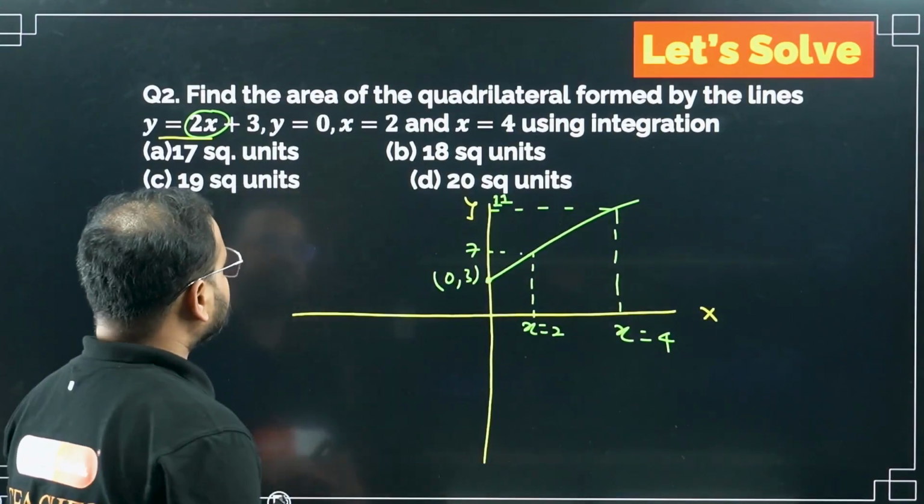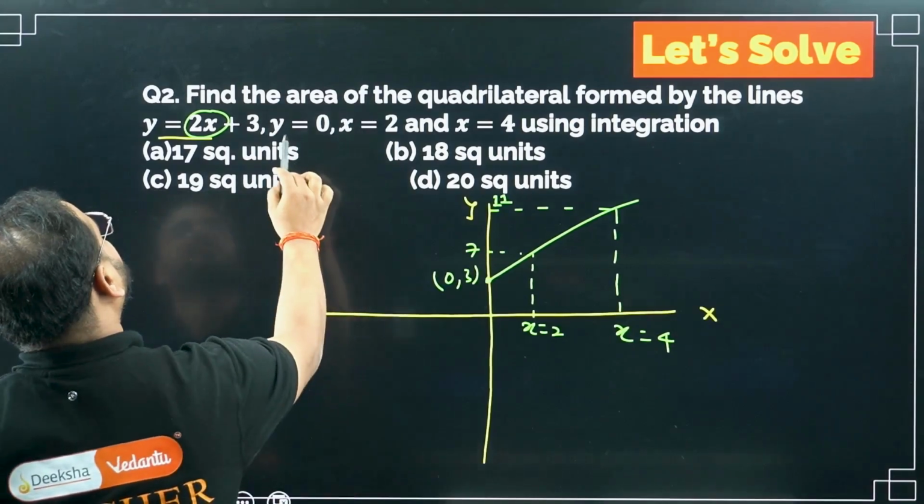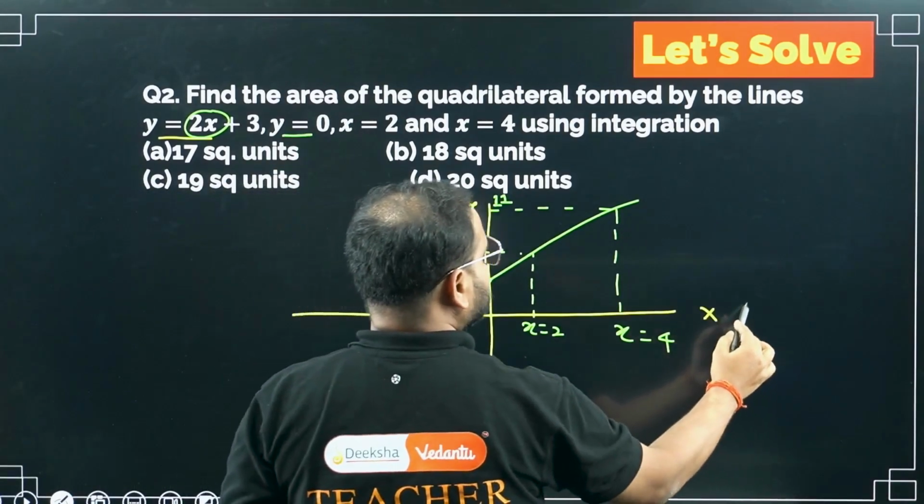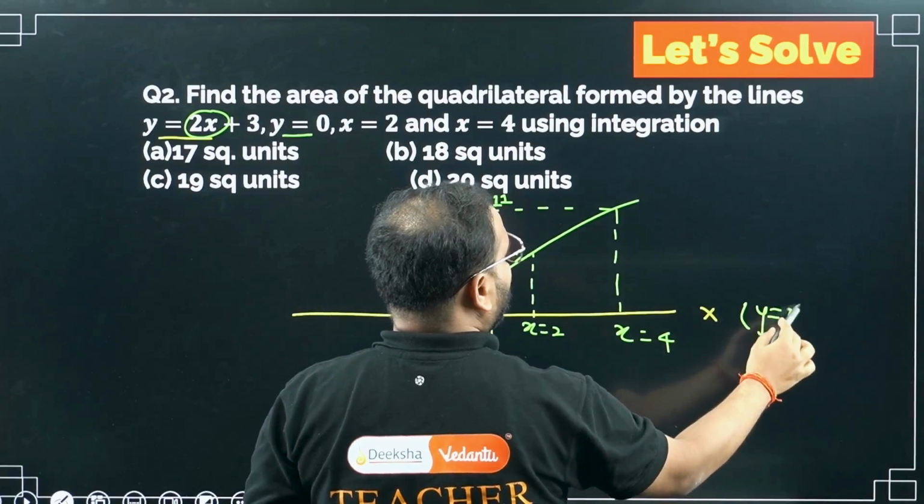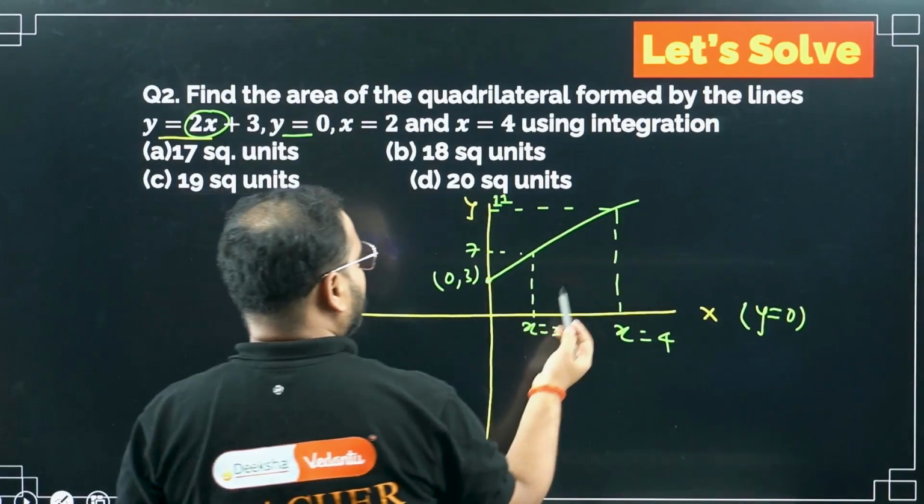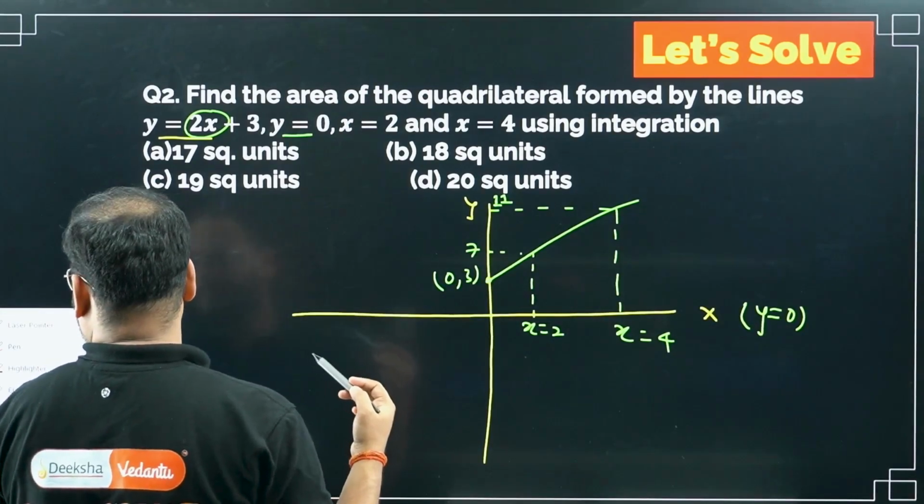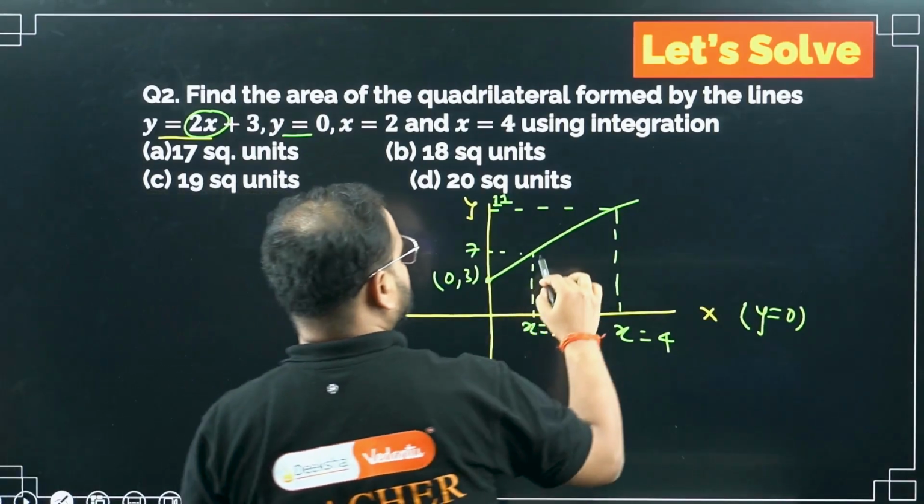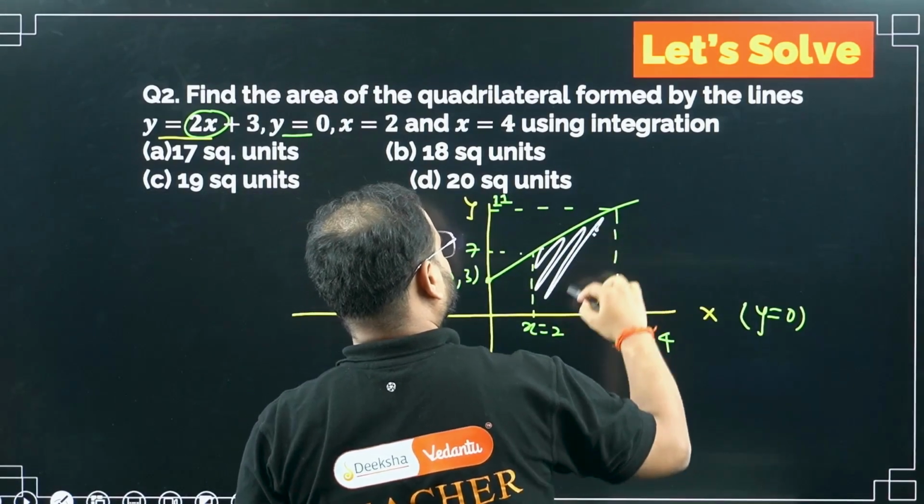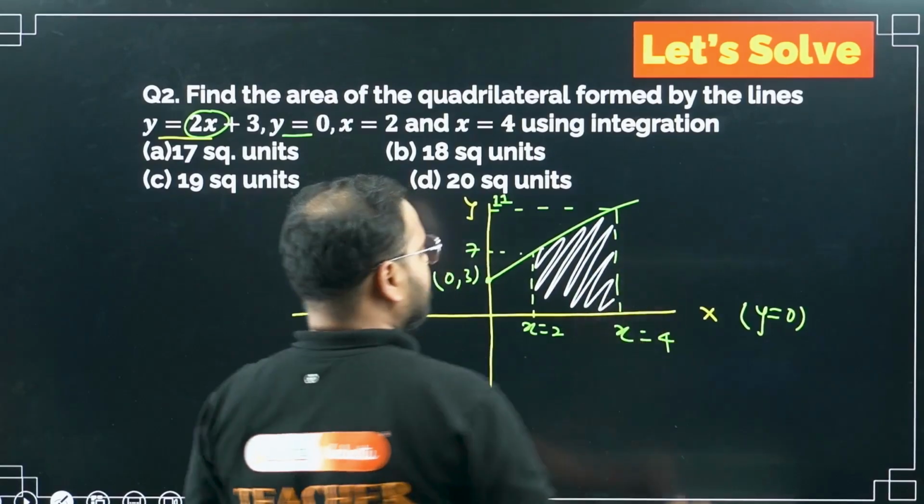All right. And y equals 0. Very simple, the x-axis, no? What's the equation of this x-axis? y equals 0, sir. So which region are they talking about? Please understand. They're talking about this region, bacha. This region, sir.